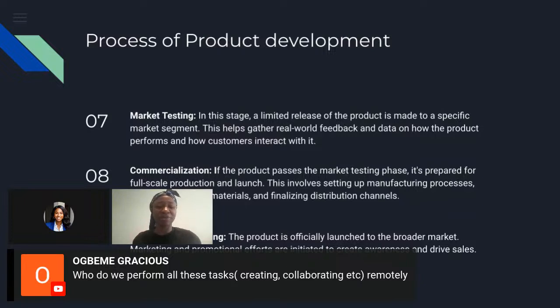Indeed, you can actually perform some of these tasks remotely. Creating, collaborating. In recent times, the only thing I haven't done, because in the team I work in now there's someone that does that, would be usability tests. Even with usability tests, sometimes you can do them remotely because you get your customer segments. But yes, you can perform all these tasks, some of them remotely.